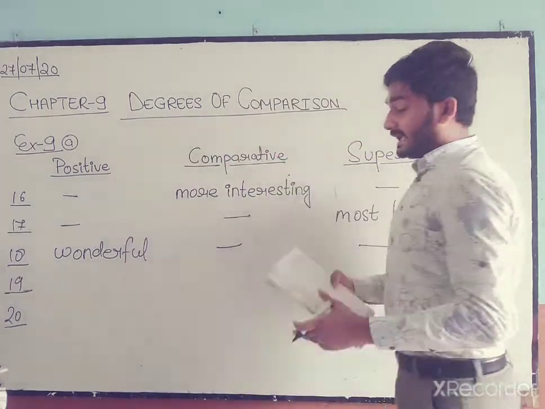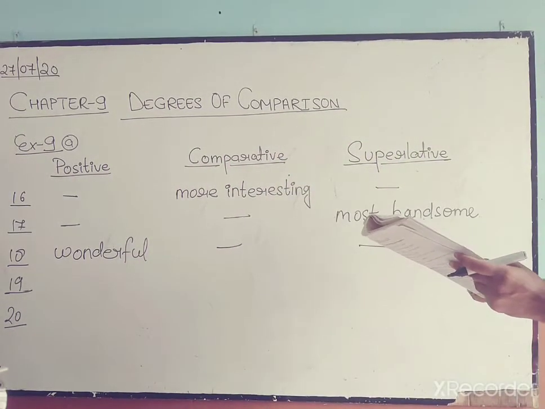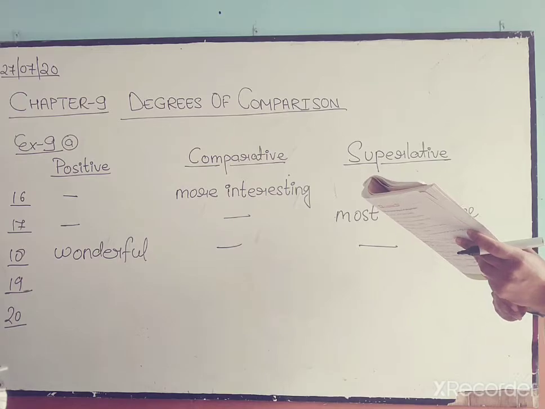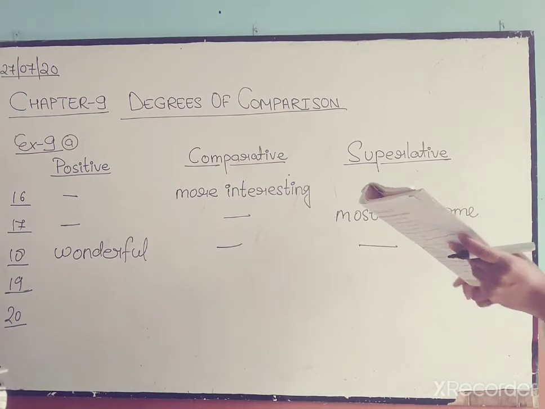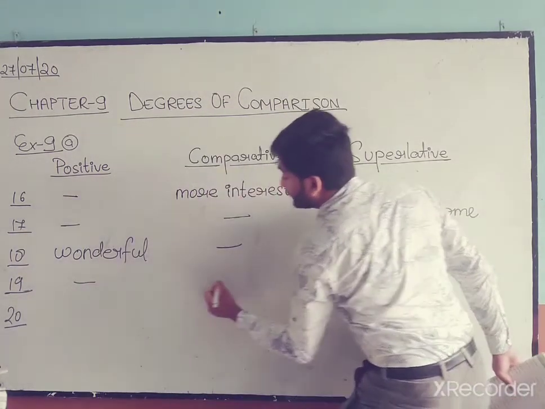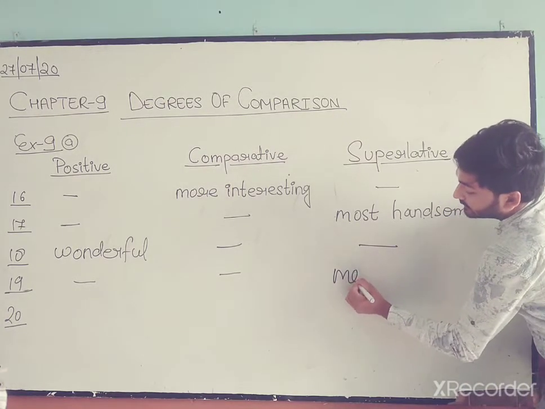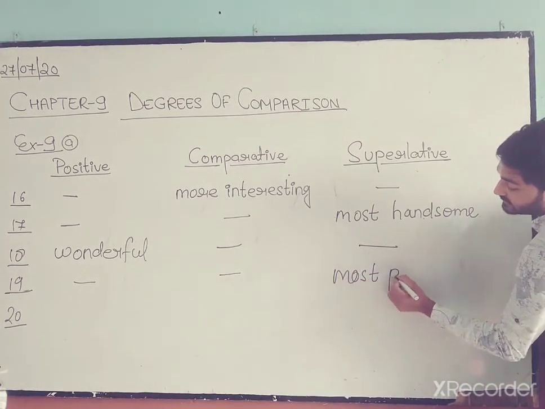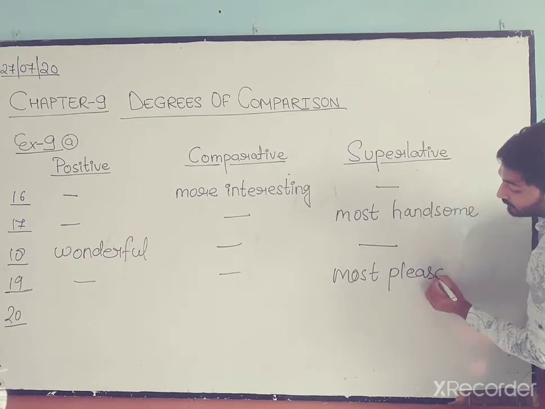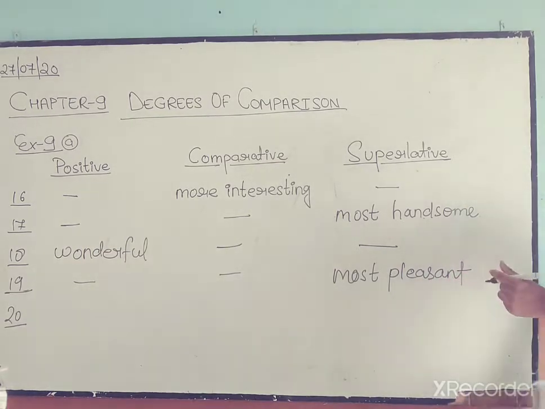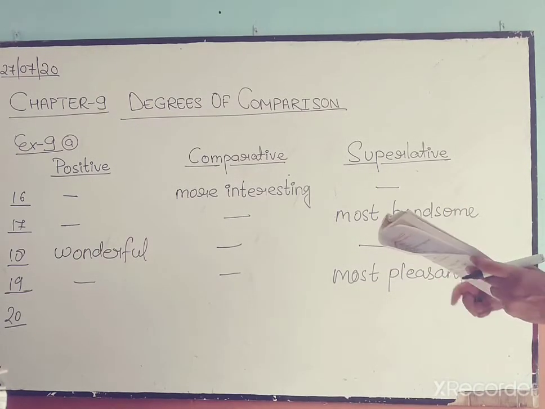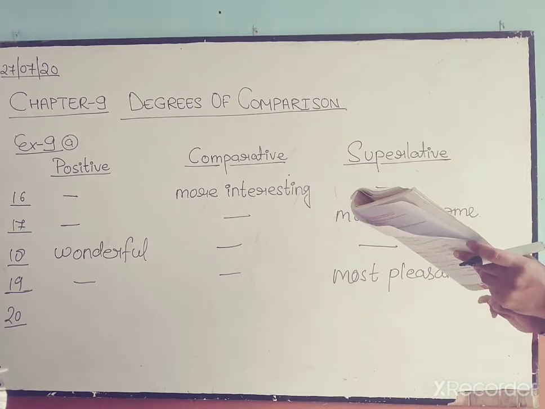Yes. Number 19. On number 19 we have pleasant. 2 syllables are there. More pleasant. Then what will be the superlative degree? Most pleasant. We will add most before this word.